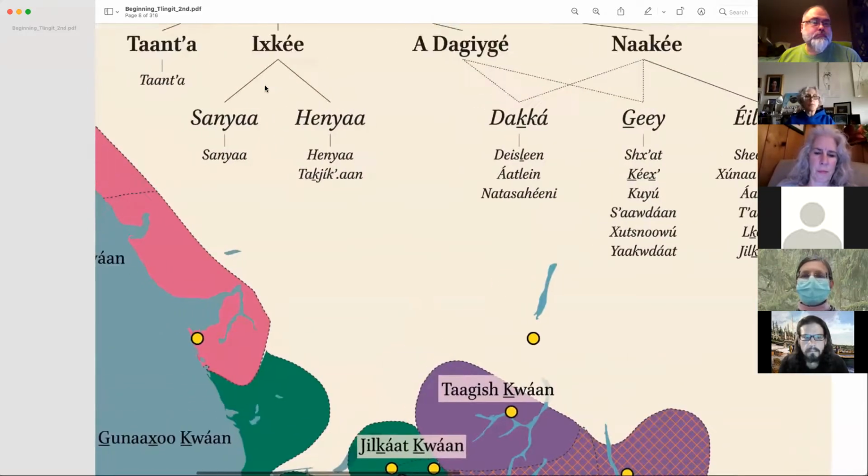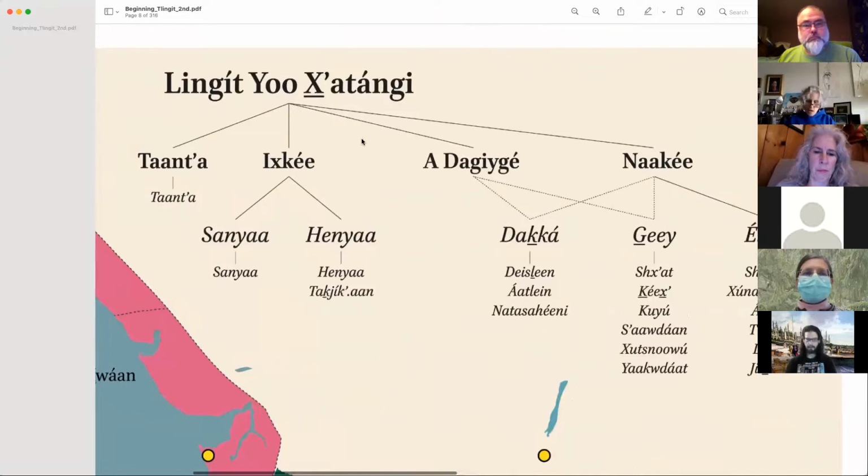There are different dialects. I think there are four main dialects of Tlingit. Tanta, nobody speaks it anymore. It is probably the original Tlingit language. Ihki, or Southern Tlingit. Adigige, in the middle. And Naki. So generally you have Northern Tlingit and Southern Tlingit. But then there's this thing that has a little bit of each.